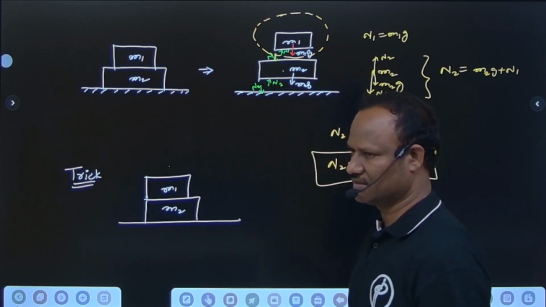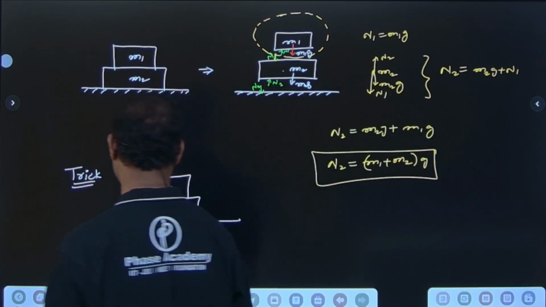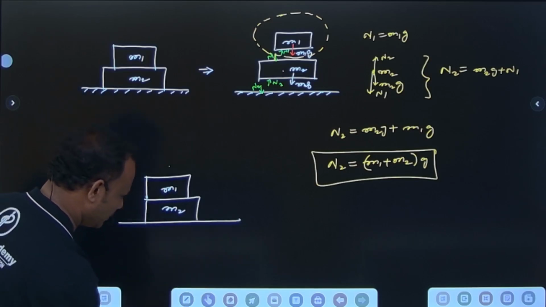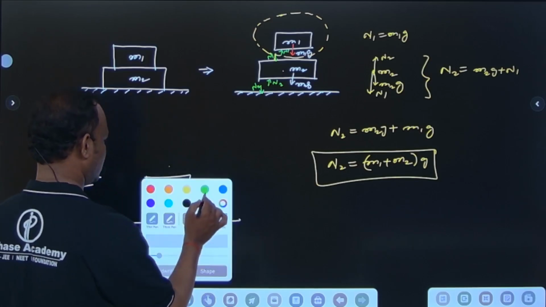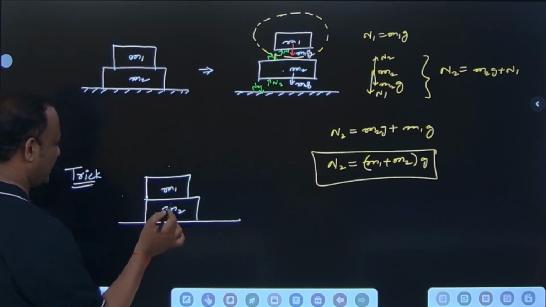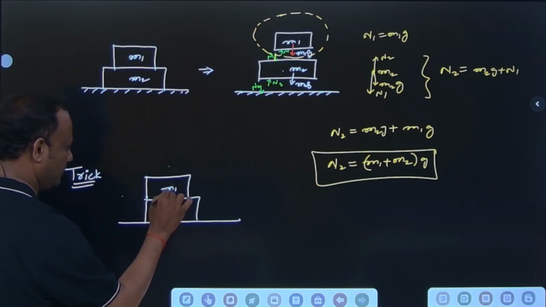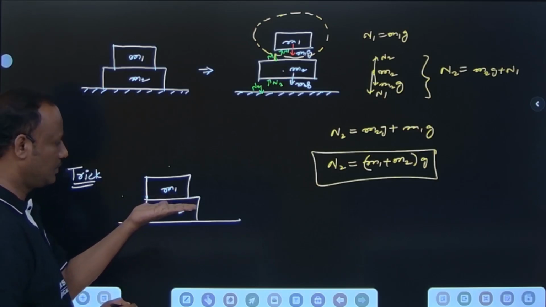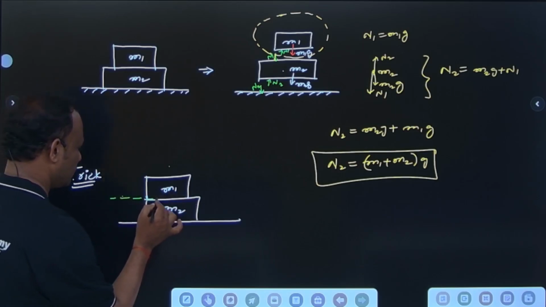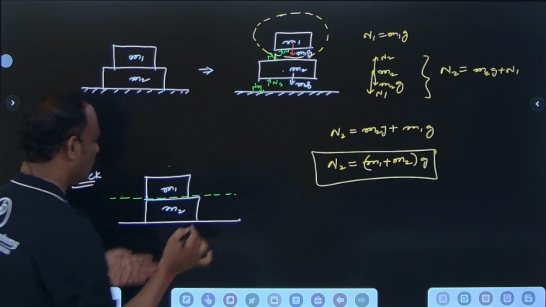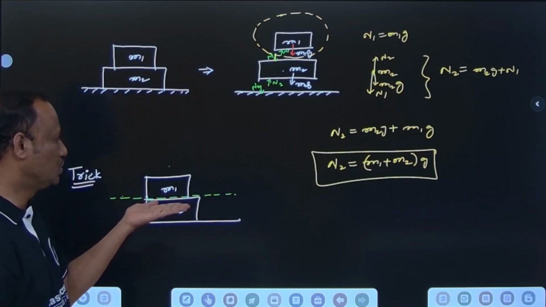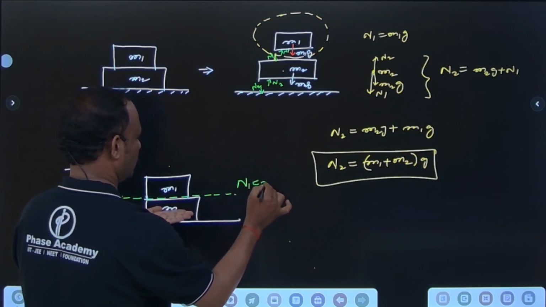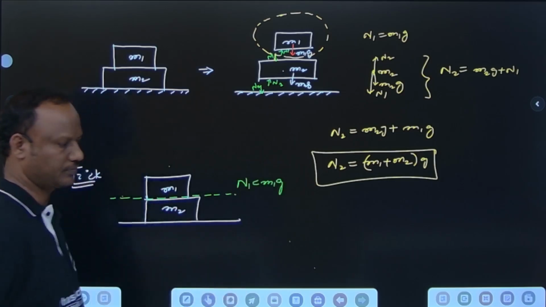Whatever the situation is, first I need to know where to find the normal reaction, between which two bodies. For example, I want to find the normal reaction between M1 and M2. Place your hand here, on the horizontal line. Above your hand, how many masses do you have? It's M1. So N1 is equal to M1g.